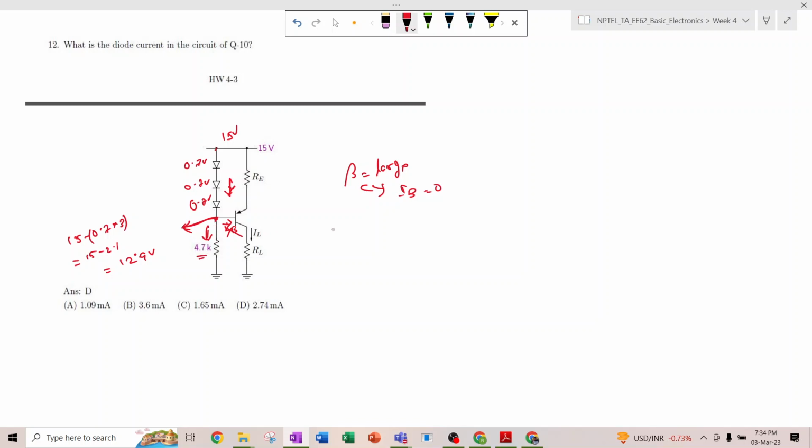The resistor is 4.7 k. So the total current flowing through this 4.7 k resistor is 12.9 divided by 4.7, which is 2.74 milliampere, and IB is equal to 0. So this entire 2.74 milliampere should flow through the diode. So answer D is the correct answer. What is the diode current flowing through this?